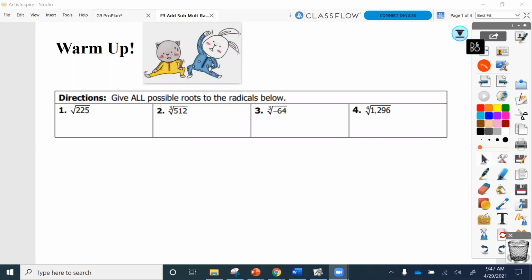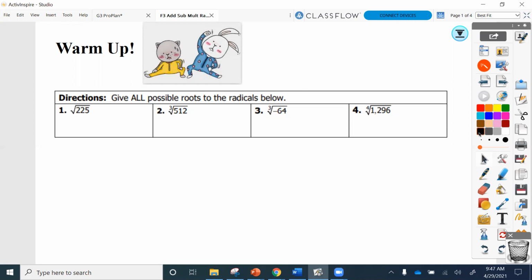So let's warm up a little bit with what we were doing in the last lesson, simplifying radicals. The one thing you have to remember is that when you take an even root, you must do the plus or minus. If you take an odd root, your final answer could be positive or negative. If you take an odd root of a positive number, you're going to get a positive answer. If you take an odd root of a negative number, you will get a negative answer.